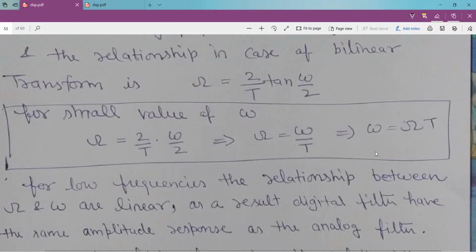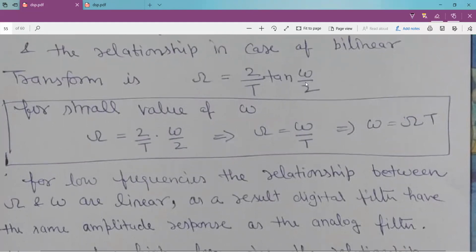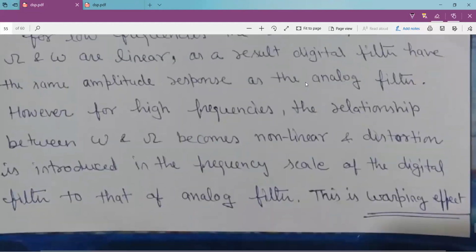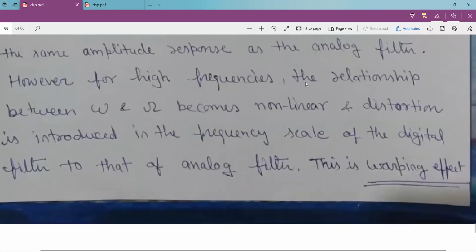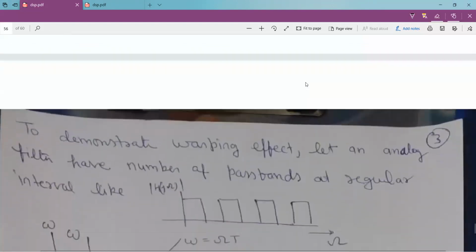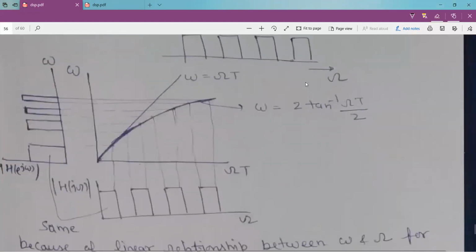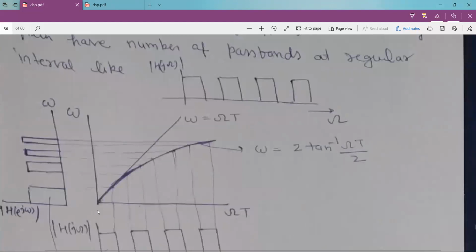And this is a linear relationship. But when the value of omega is high, in that particular case, you get a nonlinear relationship between capital omega and small omega. Because of this nonlinear relationship, there is an effect termed as the warping effect. That warping effect can be better illustrated here.